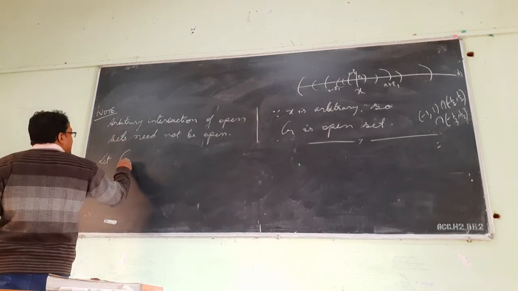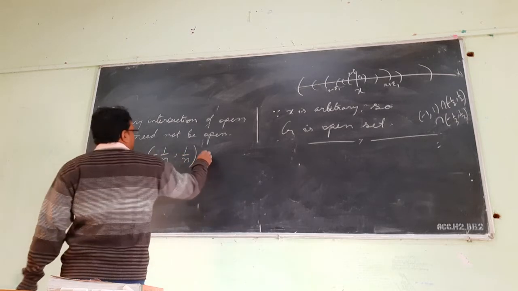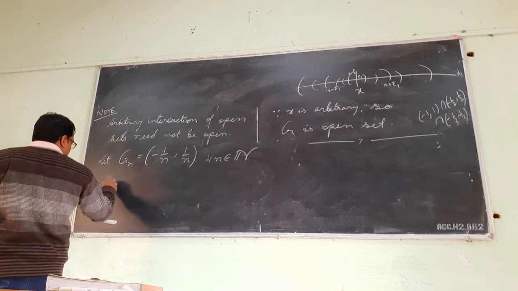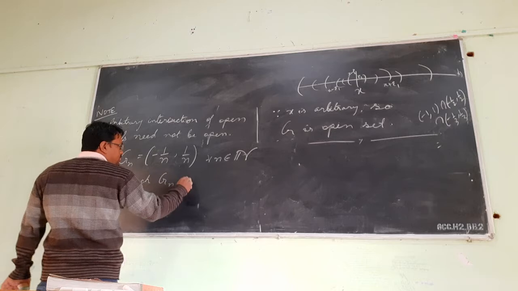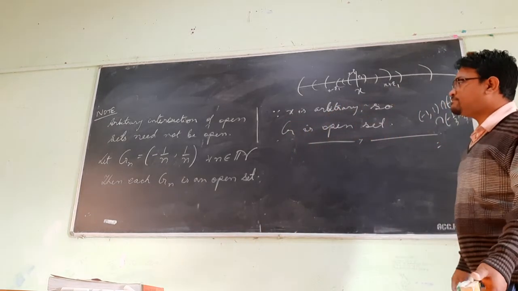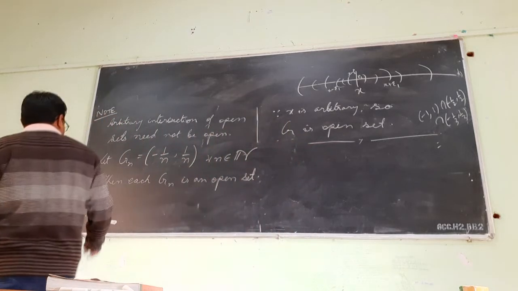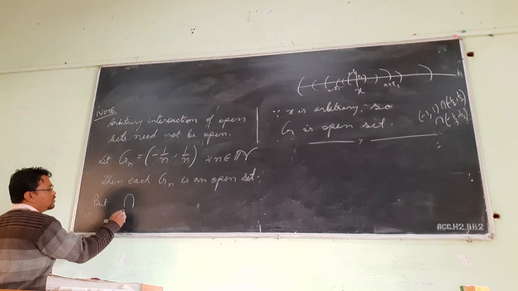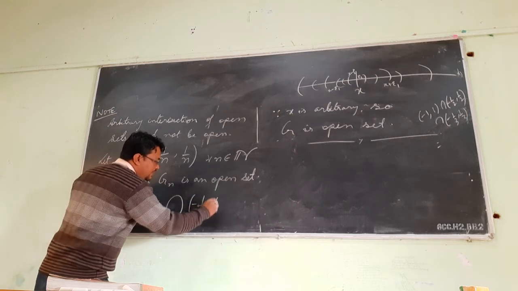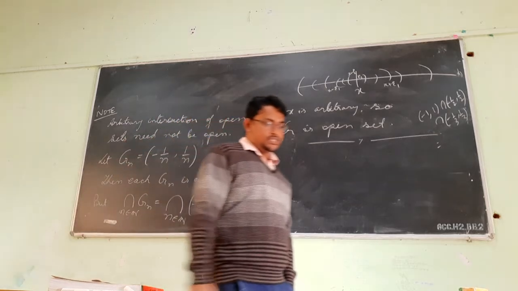So let Gn equal to the open interval (minus 1 by n, 1 by n) for all n inside capital N. Then each Gn is an open set because this is an open interval. But if I take the intersection over n belonging to the natural numbers of Gn, which is equal to the intersection of (minus 1 by n, 1 by n), this is nothing but singleton 0. It is a set containing only the point 0.